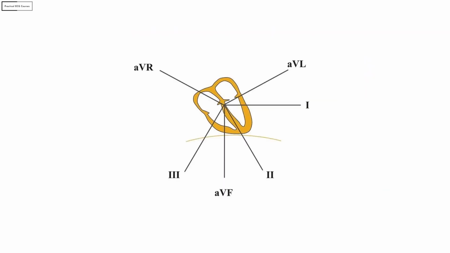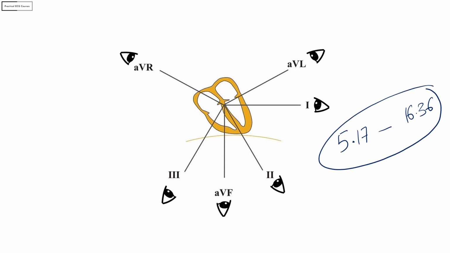There are six leads placed around the heart in the frontal plane: AVR, AVL, AVF, lead 1, lead 2, and lead 3. It is critically important to know the position of each lead relative to the heart. I have already discussed this in detail in my previous talk on cardiac axis. If you are not familiar with this concept, please watch my talk on cardiac axis, at least from the 5th minute to the 16th minute. You should be able to see a link to that session in the top right corner here. I will also leave a link in the description box below.